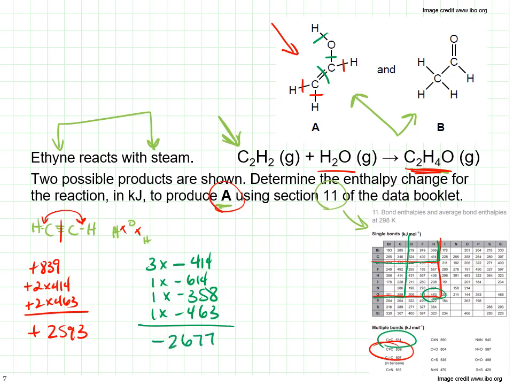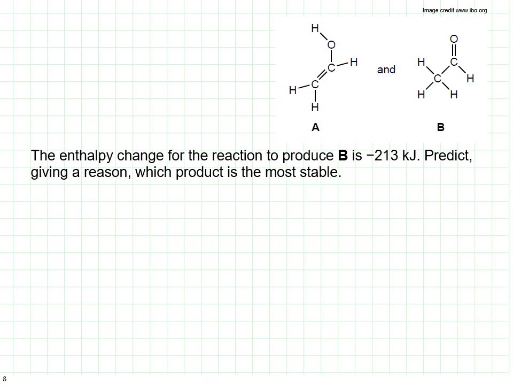So I'm going to take the energy that I need to add to break the bonds, 2,593, minus the energy that is released when we make the new bonds, 2,677, and our grand total is a delta H of negative 84 kilojoules. This is the enthalpy change for the reaction to produce A. So for this guy, negative 84 kilojoules of energy is released.